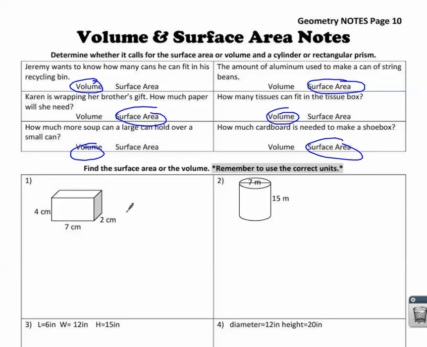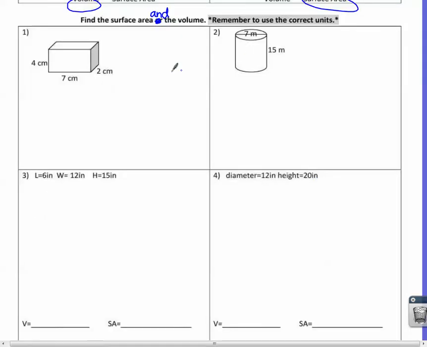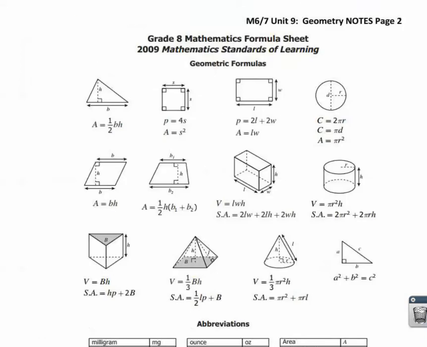Now let's practice. Here it wants you to find the surface area and the volume. So we're going to practice both. Let's go to our formula sheet. If you have a rectangular prism, okay, the volume of the rectangular prism is length times width times height.